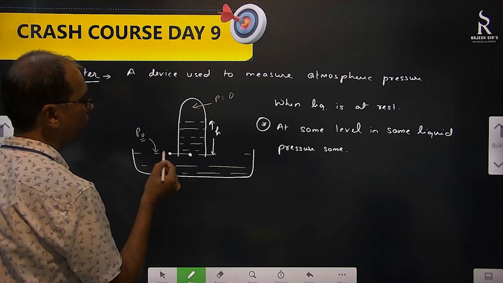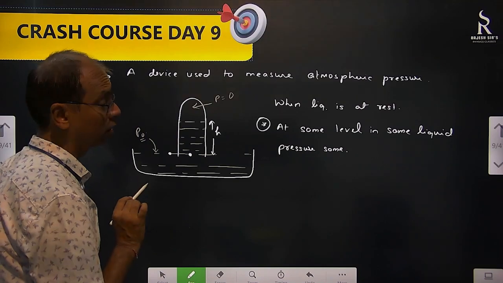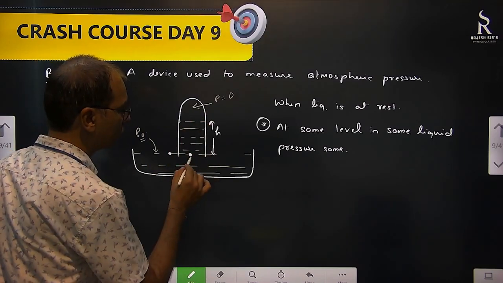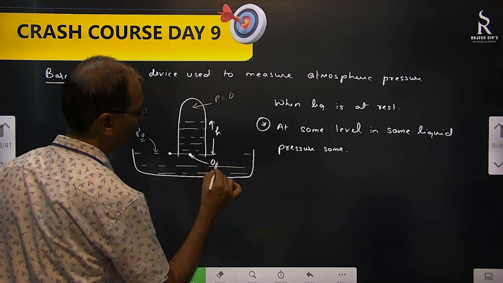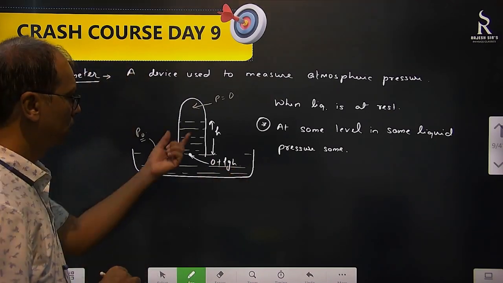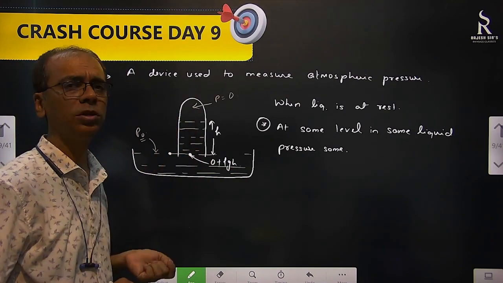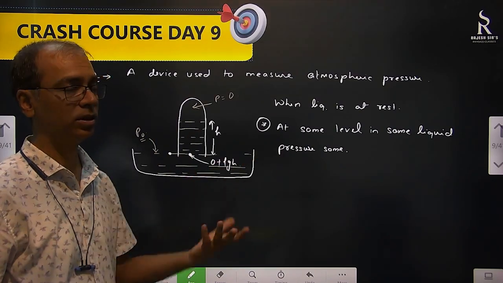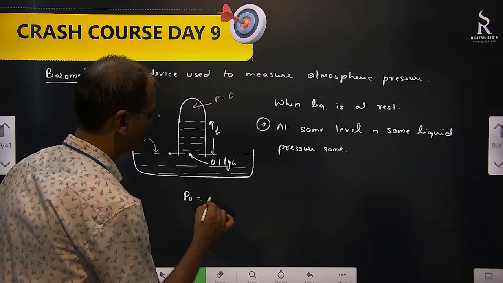Now here pressure we already know is P naught. What is pressure here? Here it is 0 pressure, P equal to 0. Now this is height. So pressure here will be 0 plus rho gh, because of the depth of the liquid, because of the weight of the liquid here. How much is pressure? Rho gh. But here pressure is P naught, and at the same level and same liquid pressure is same. So that means P naught actually is rho gh.